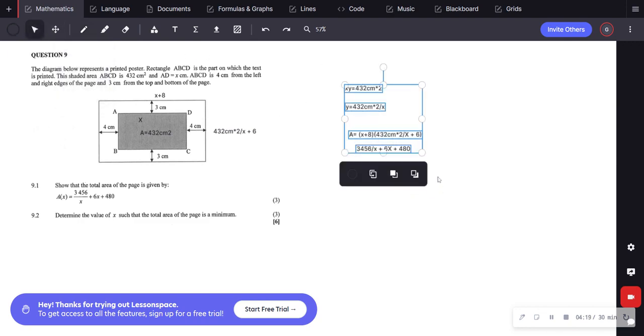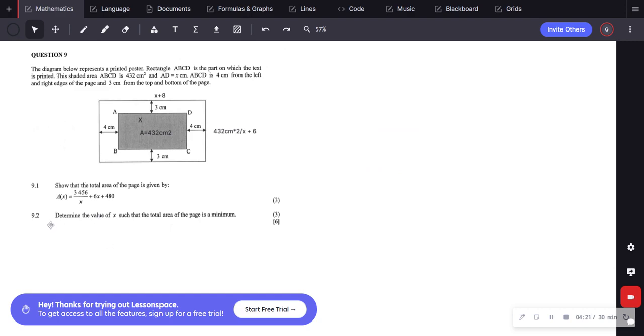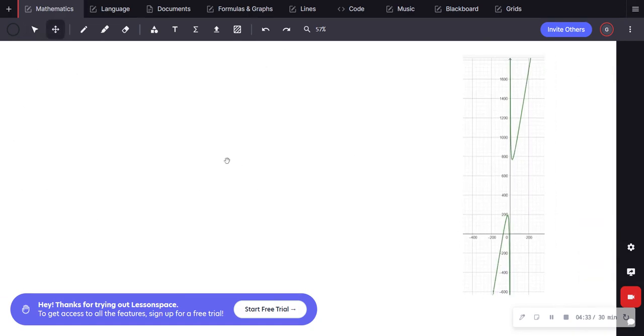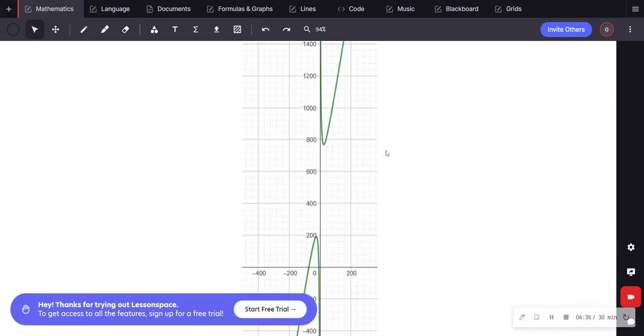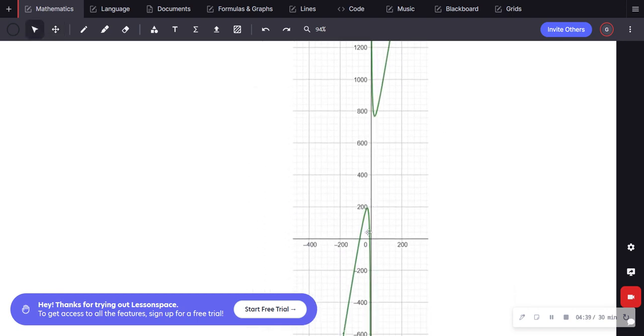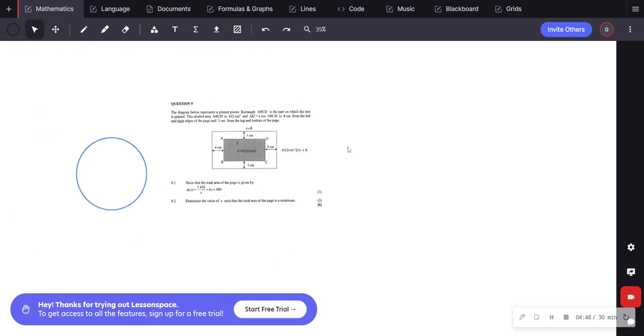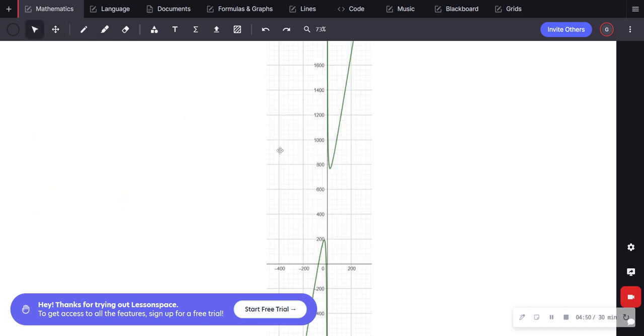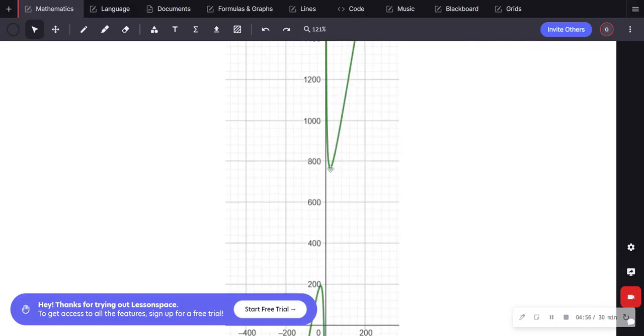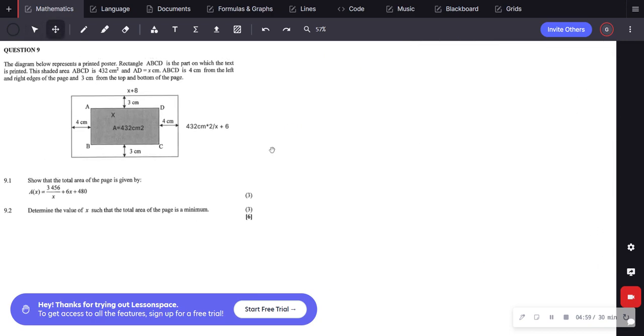Okay, so now moving on to the next question. It says determine the value of X such that the total area of the page is a minimum. Now, if we were to plot this formula on a graph, it would look something like this. However, we will ignore the part where X is negative, because in the question, we know that X is a distance, and distance is always positive. So we would just be looking at this, and we want to try and get this point, the point where it is a minimum.